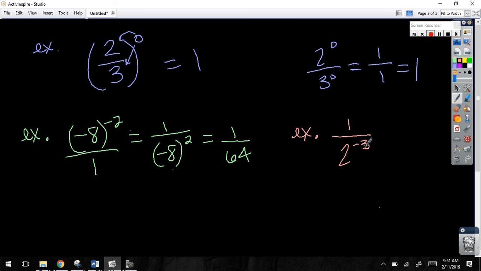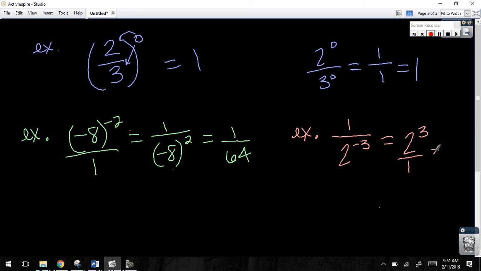How about the pink one? Flip it. What's it become? 2 to the 3rd power over 1, which is just 2 to the 3rd power. I still don't have a whole. It changes to positive when it moves over the division line. I did. That's the same thing. Yeah, that's the same thing.